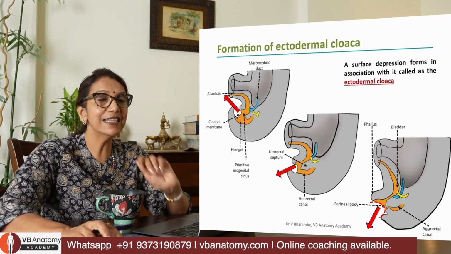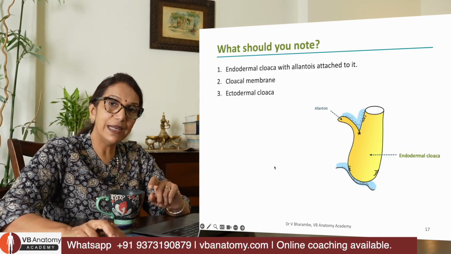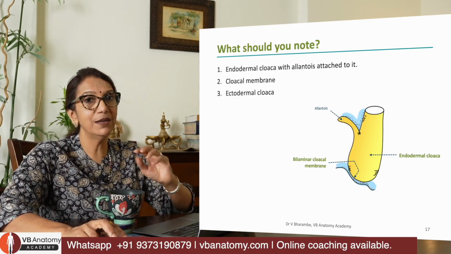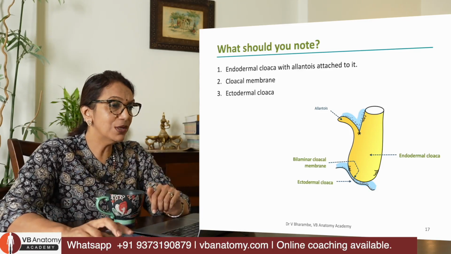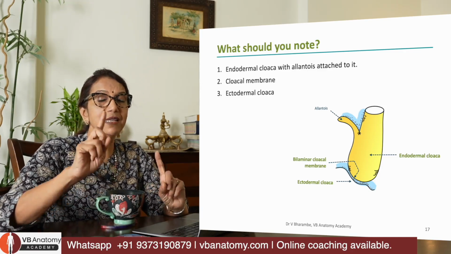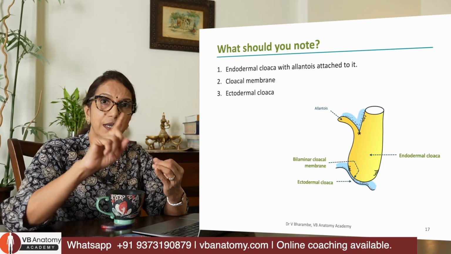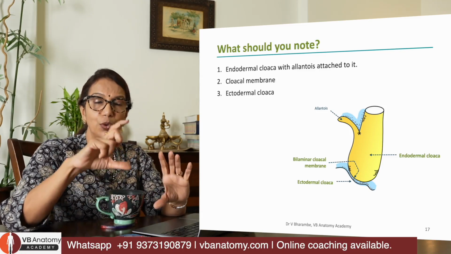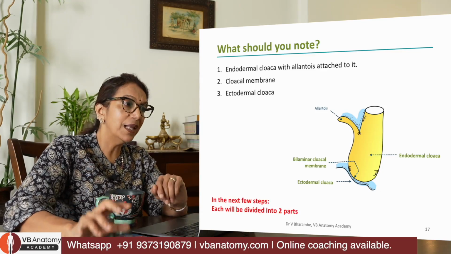This is getting a little serious now, so we are going to revise. So I've got an endodermal cloaca with allantois attached to it. I've got a cloacal membrane which is a bilaminar layer where the endoderm is meeting the ectoderm. There's no mesoderm in between. And I've also got a little depression from outside which is called ectodermal cloaca. Close your eyes, think. Endodermal cloaca, cloacal membrane, ectodermal cloaca. If you know these three basics, nothing can stop you from understanding the rest of the development. Now what happens?